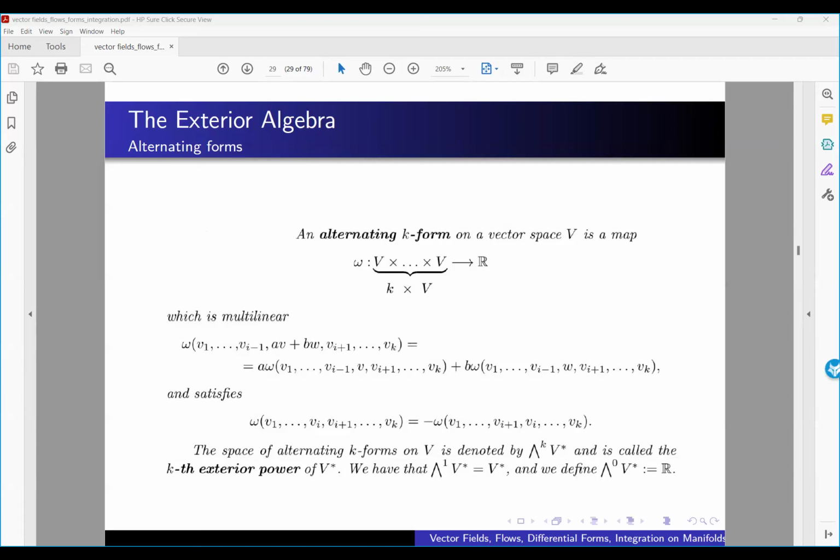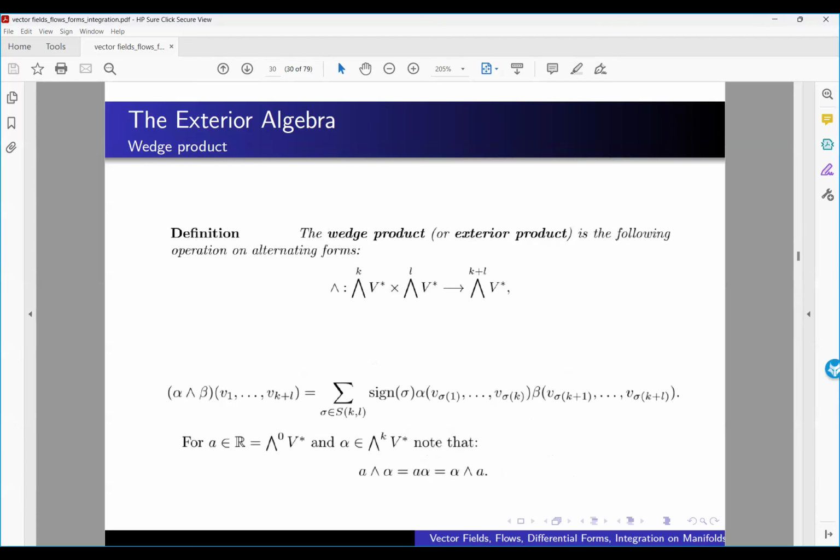Now, a map like this is called an alternating k-form on the vector space V. And if we take together all the alternating k-forms, we denote this by lambda^k V star, and this is called the kth exterior power of V star. So it's pretty immediate that the first exterior power of V star will be V star, and we just let the zeroth power be R, the set of real numbers.